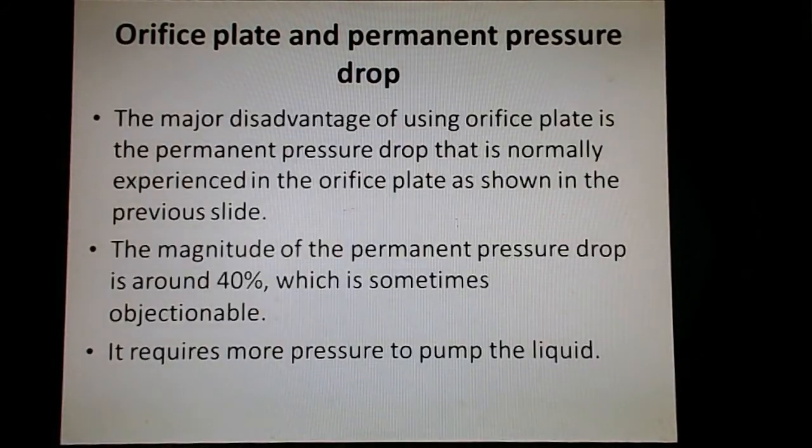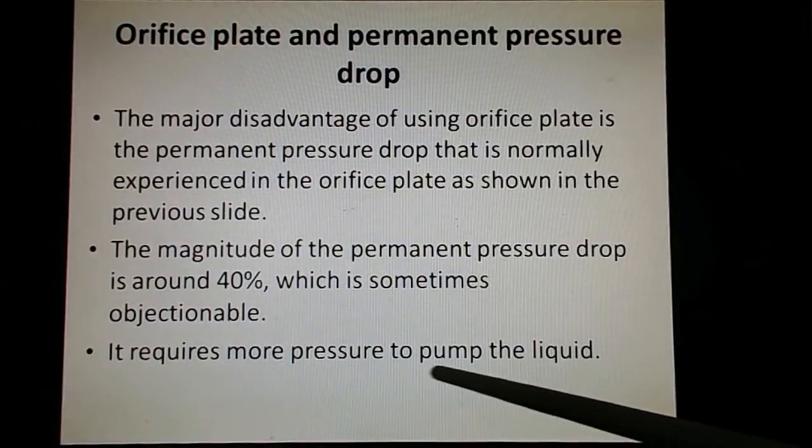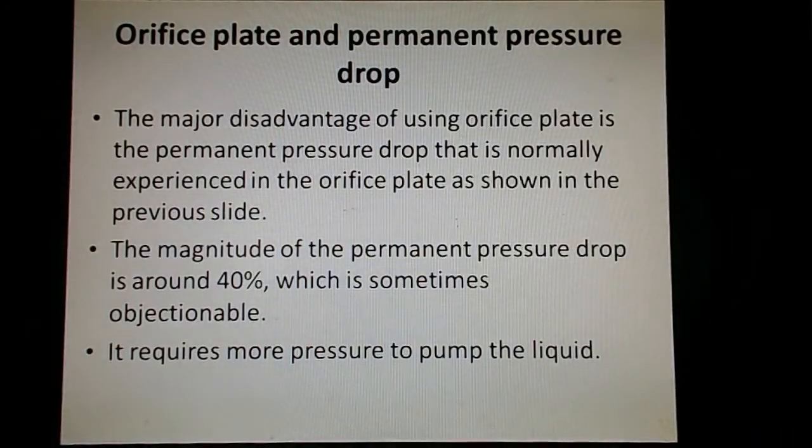Sometimes the amount of pressure drop is around 40%, which is objectionable, and this is happening because there is an abrupt change of flow passage. If somehow this flow passage is made gradual, then this pressure drop shall be very little. The disadvantage of the permanent pressure drop is that it requires more pressure to pump the liquid.